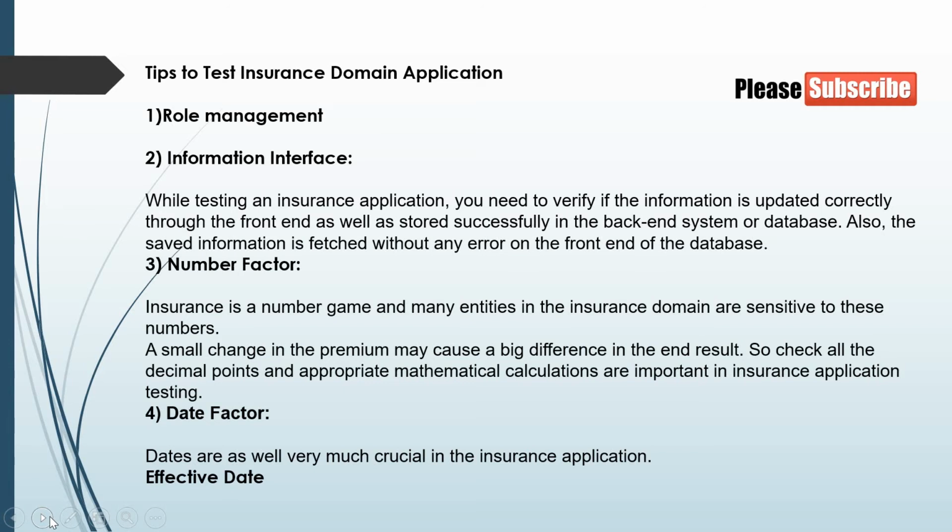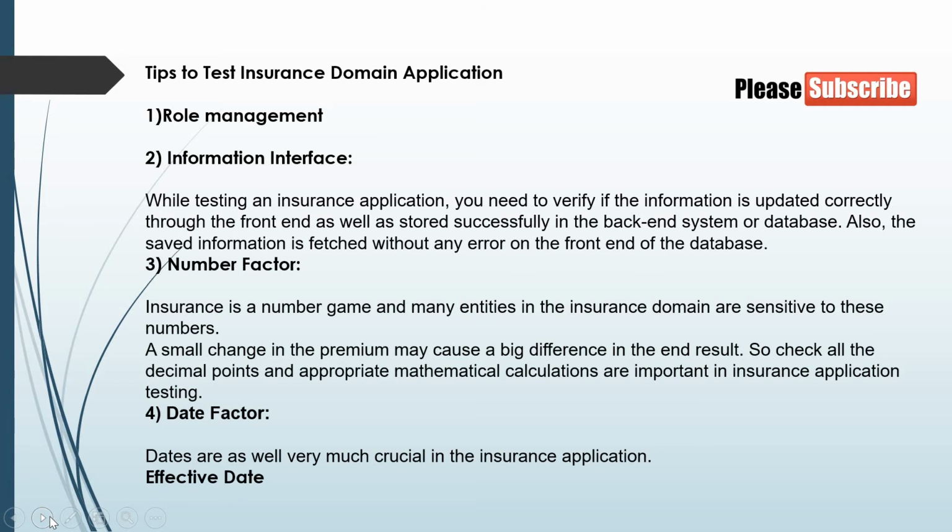Information and interface. While testing an insurance application, you need to verify that the information is updated correctly throughout the front end, as well as stored properly in the backend system or database. Also, the saved information is fetched without any error on the front end from the database. Then there's the third factor. These factors are very important, and this could be the question: what are the factors you need to consider while testing an insurance domain application?